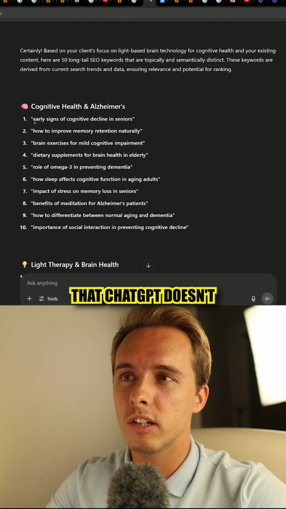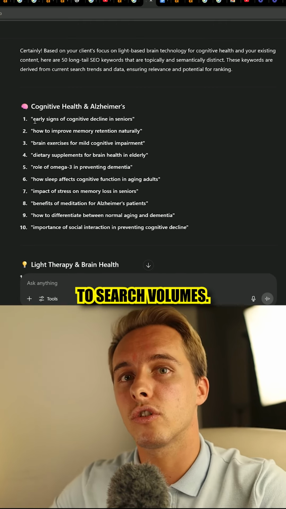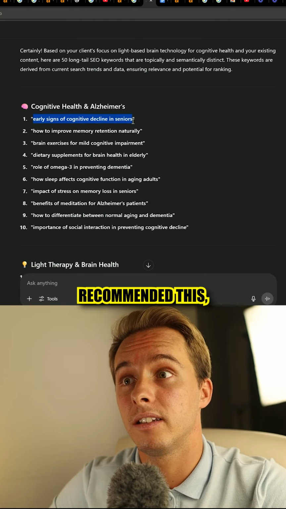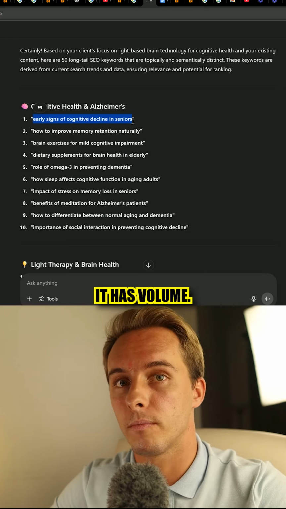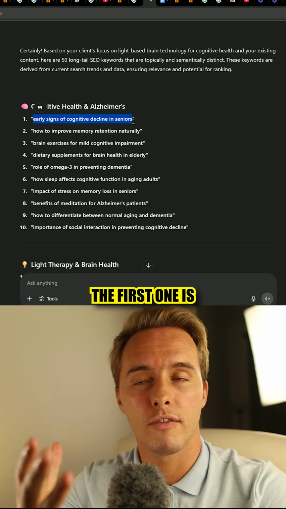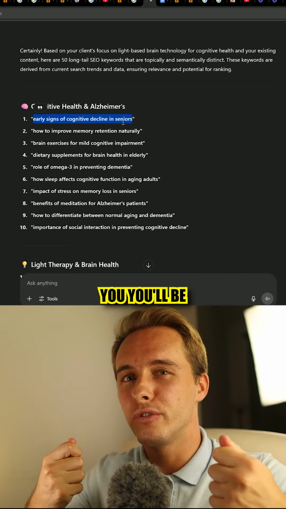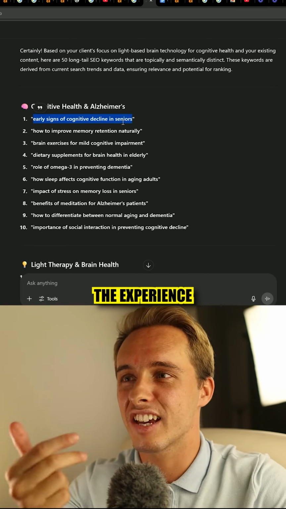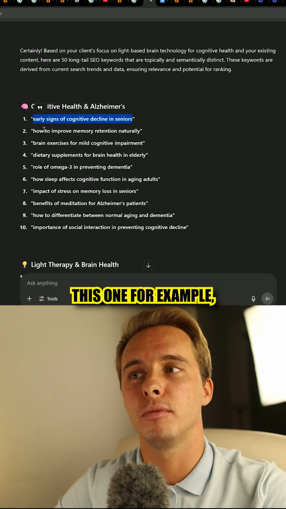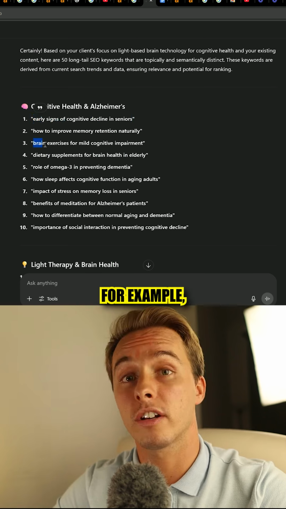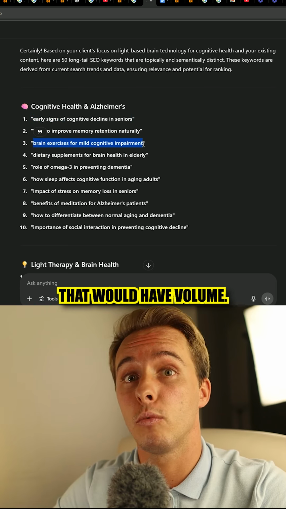But keep in mind that ChatGPT doesn't have access to search volumes. So the fact that it recommended this, it doesn't mean that it has volume. So you can use two techniques. The first one is, if you have experience with SEO, you'll have the eye, the experience to be like, yeah, this one, for example, could have volume. For example, in my opinion, this one, I'm pretty confident that would have volume.